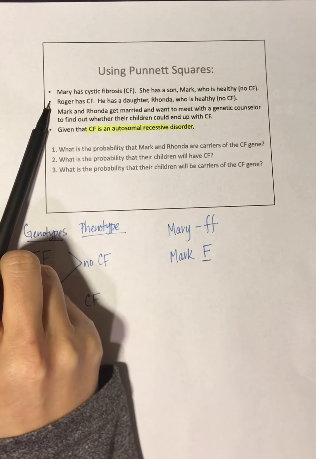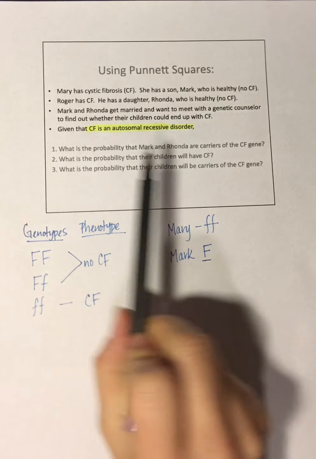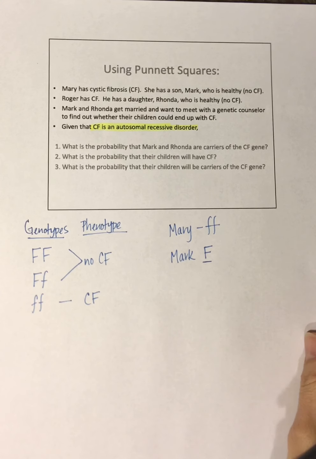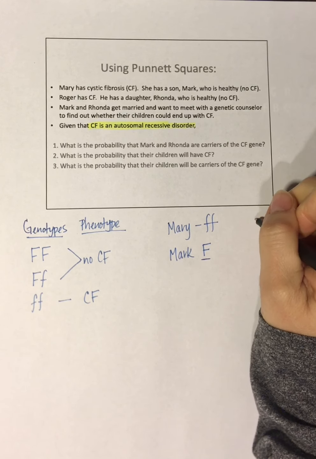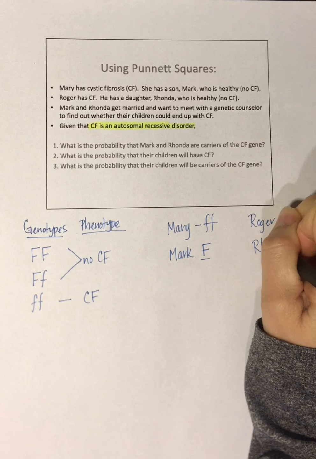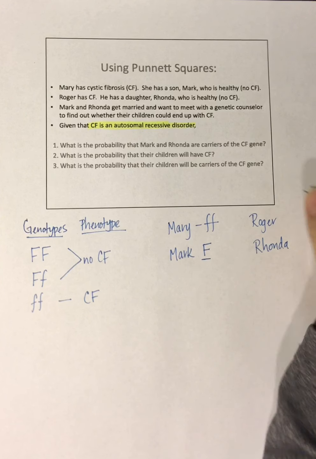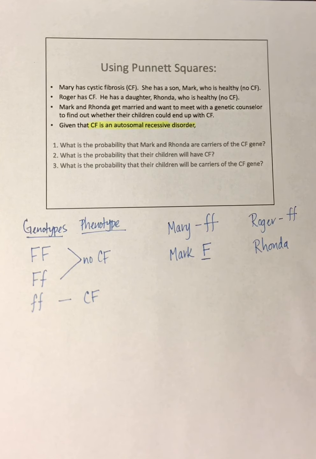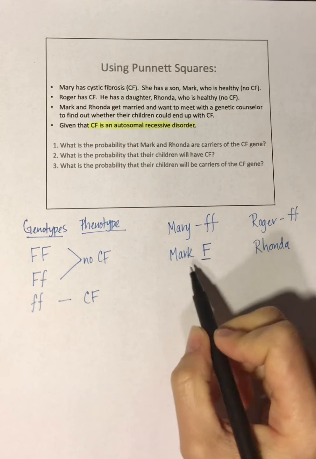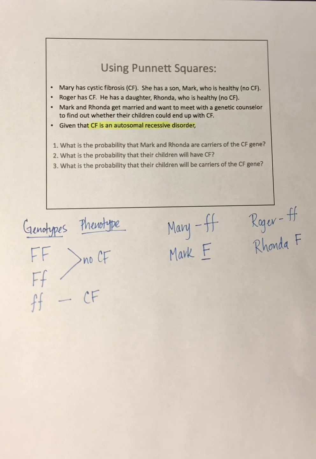The next line of the story problem talks about Roger. Roger has cystic fibrosis. He has a daughter, Rhonda, who does not have cystic fibrosis. So I'm going to go ahead and write Roger and Rhonda. And Roger has cystic fibrosis, so like Mary, his genotype is homozygote recessive. Rhonda does not have cystic fibrosis, so like Mark, that means she must have at least 1 copy of that dominant allele, but we don't know what that second allele is yet.